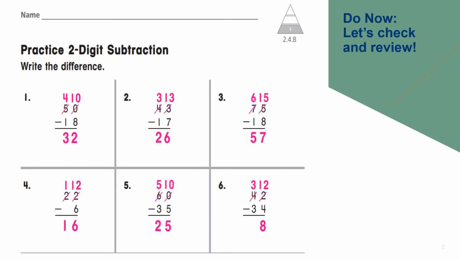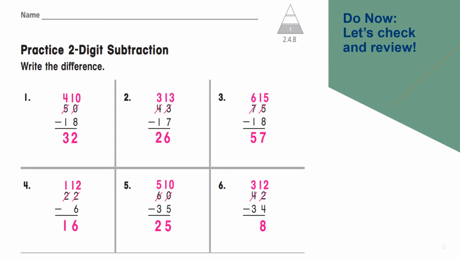So I'm going to regroup from the tens place. So the 7 tens is going to become 6 tens. And the 5 ones will become 15 ones. Now I'm able to subtract in my ones place. 15 minus 8 gives me 7, and 6 tens minus 1 gives me 5. So my answer is 57.